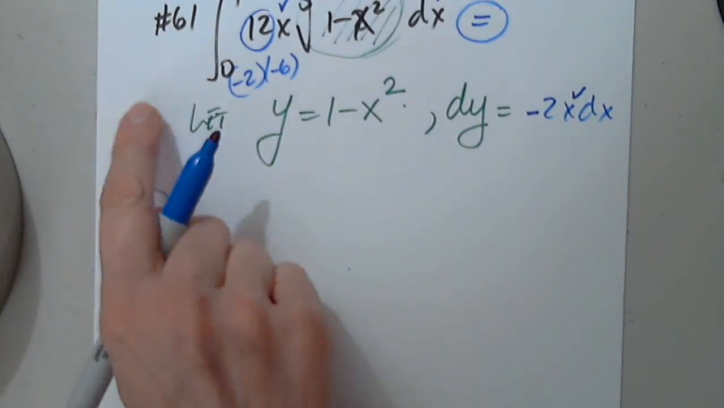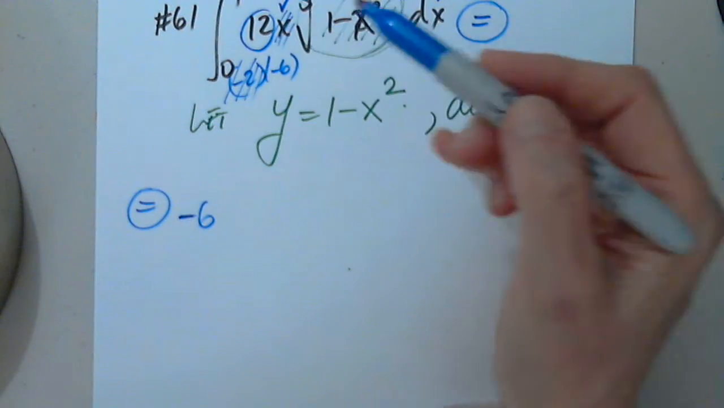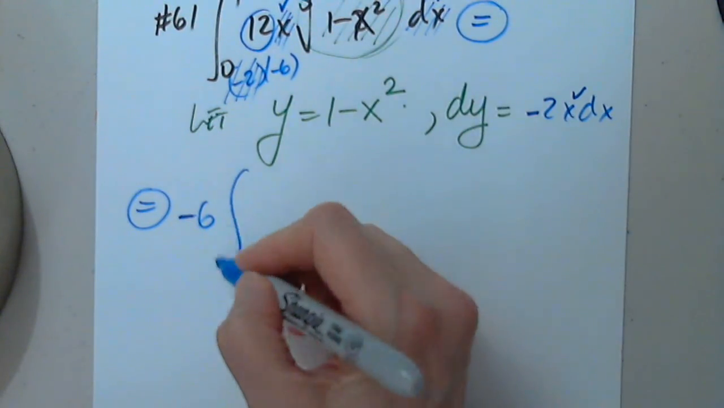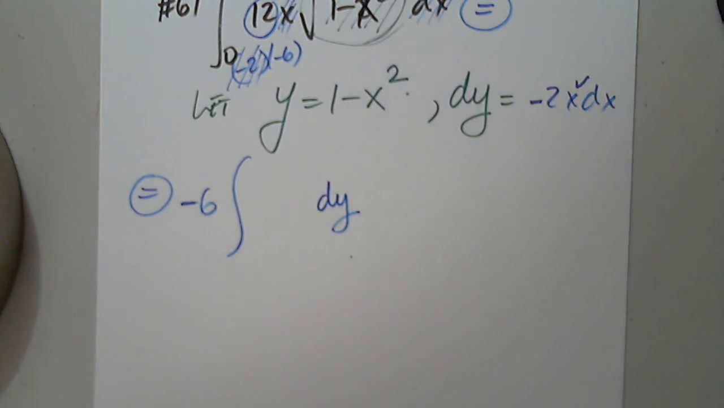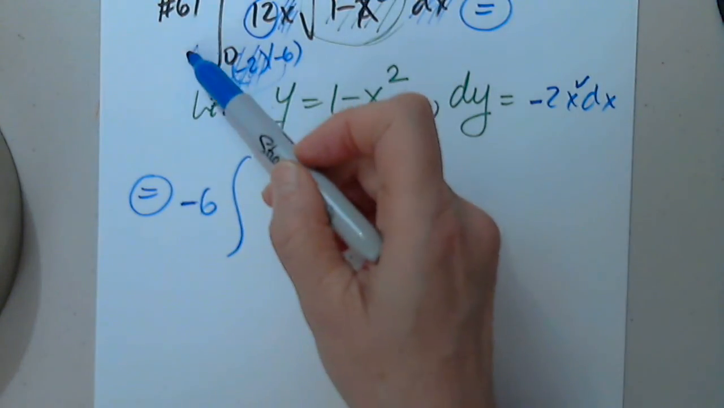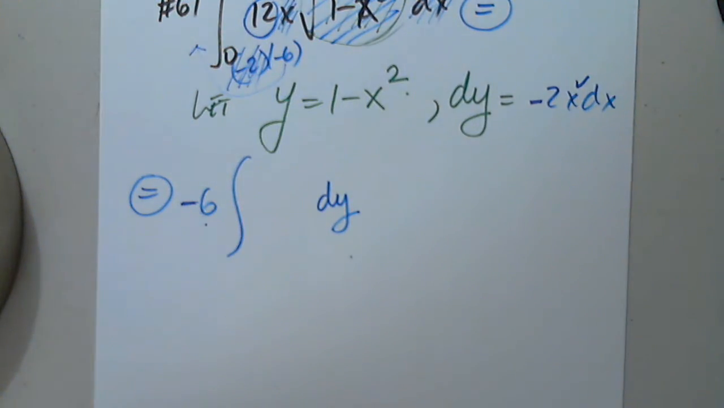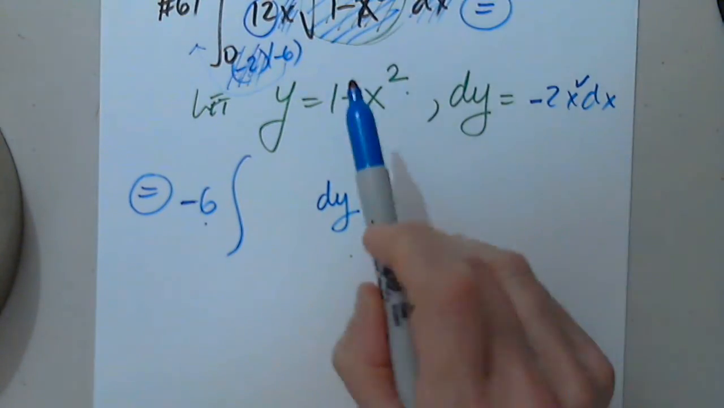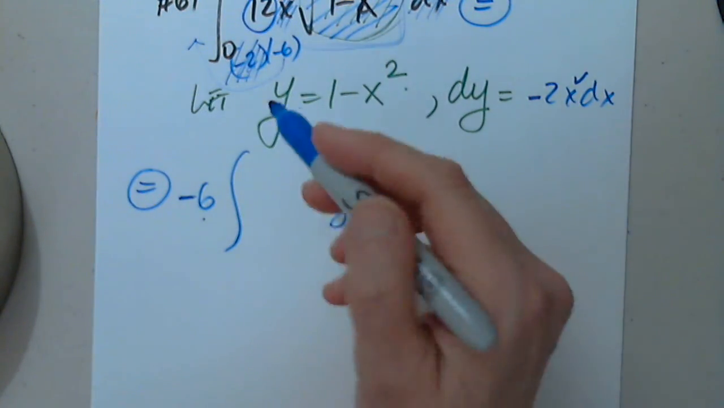So the negative 6 will go in front because the negative 2 is taken, x is taken and the dx is taken. Do not copy the limits of integration. So we got the dy. This and this and this, and the negative 6 is outside. What does this become? The fifth root of y.